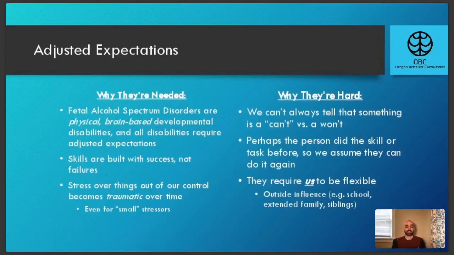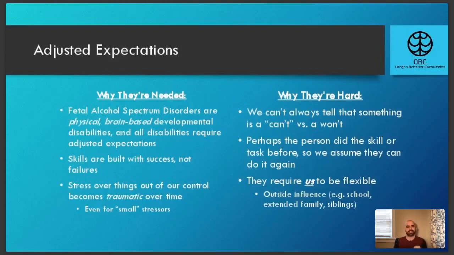Adjusting expectations requires us to be flexible. And we just released a series of videos on how when you are flexible as parents, outside factors can stress you out. Your extended family doesn't get it, maybe. The teachers at school don't get it. Maybe the therapist doesn't get it. There are outside factors telling you you shouldn't be adjusting expectations, that you're just going to teach them that they can misbehave. But that's not what we're doing.